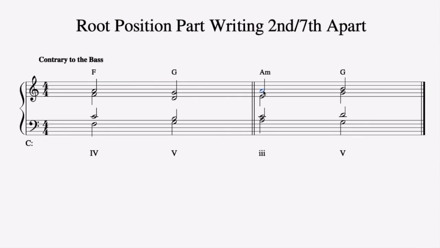To review, root position part writing between triads that are a second or seventh apart is pretty straightforward because these two chords will not have any notes in common. All you need to remember is to move the notes from the first chord to the second chord in contrary motion to the bass to the nearest chord tone.